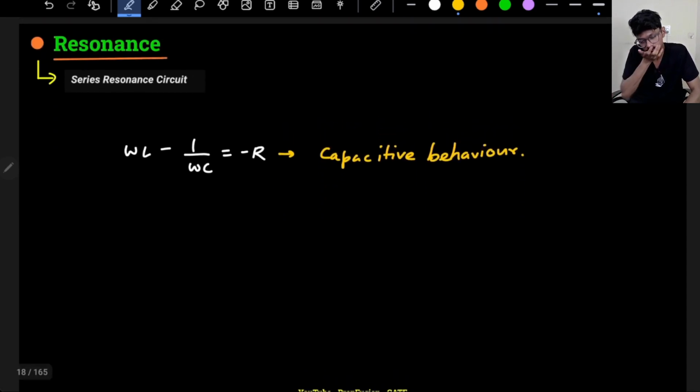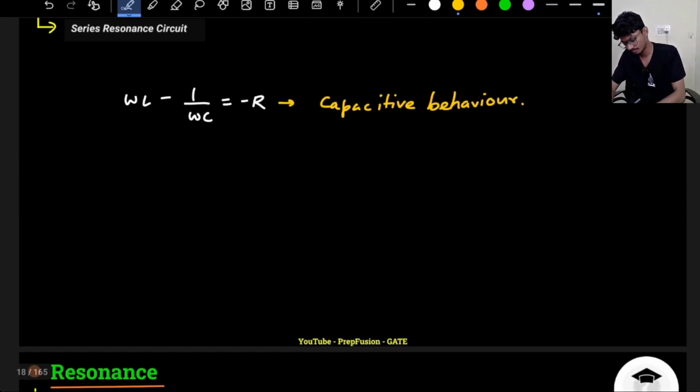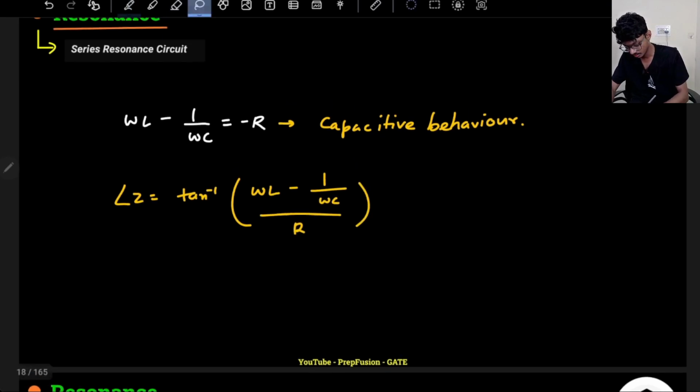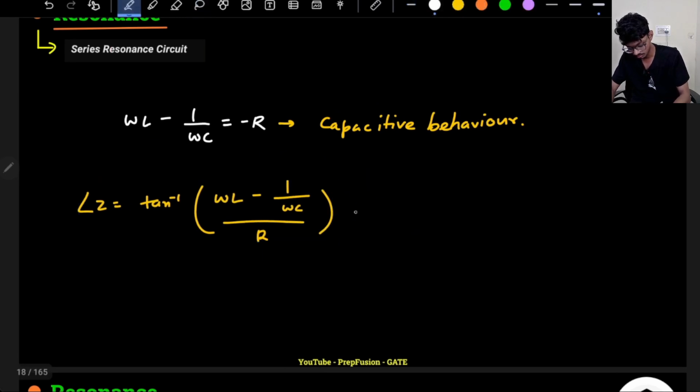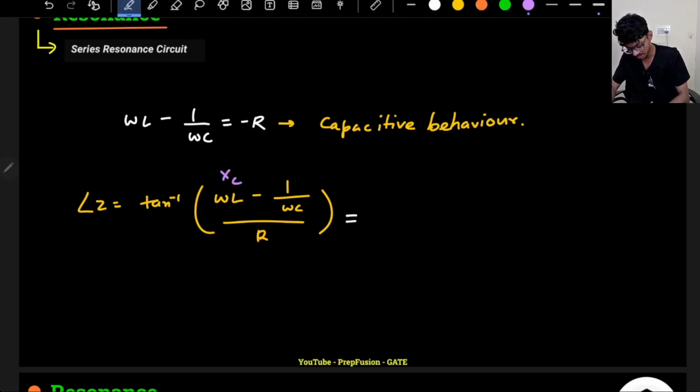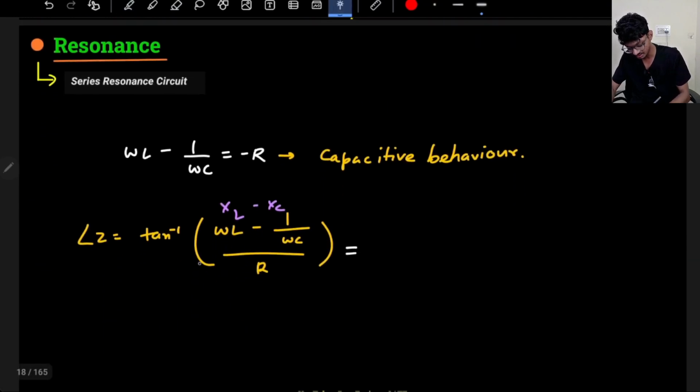What is the angle? So the angle formula of impedance, if you remember, angle is equal to tan inverse of (omega L minus 1 by omega C) divided by R. This is XL minus XC. So when this value is plus R, that means it is tan inverse plus 1, right?